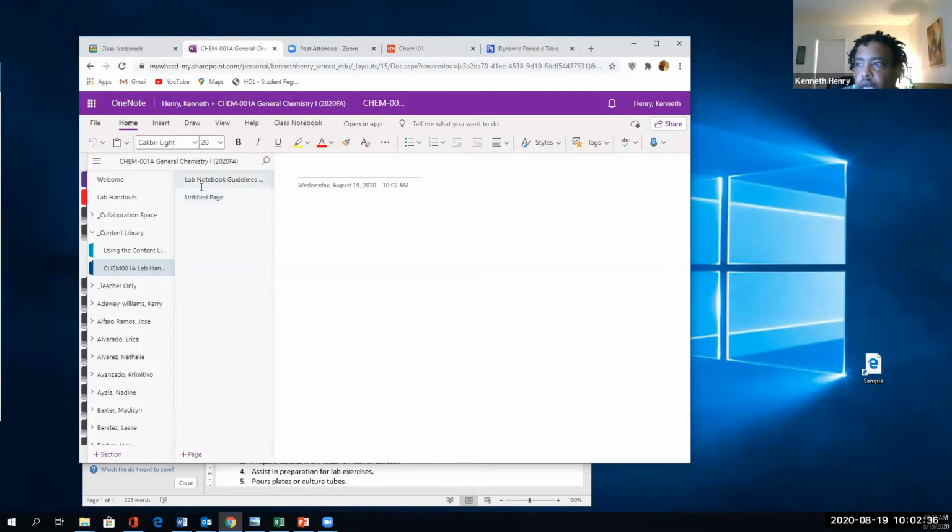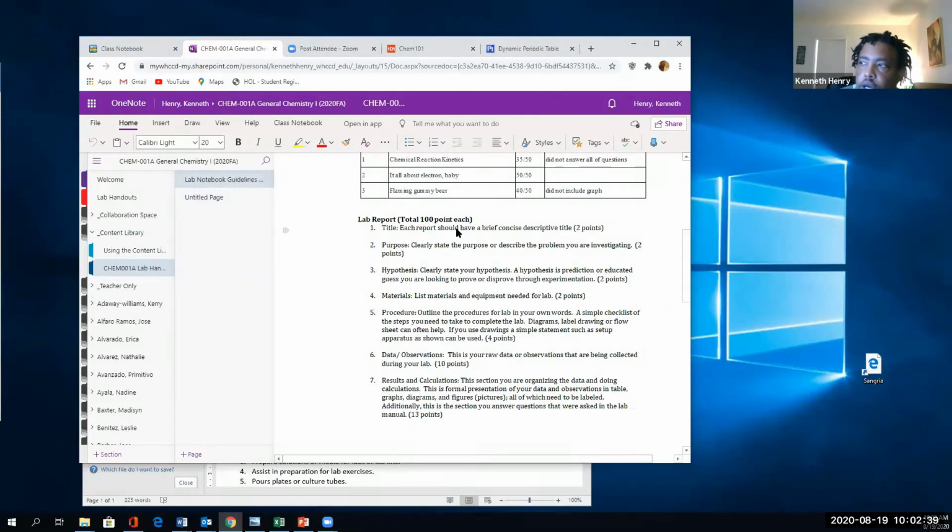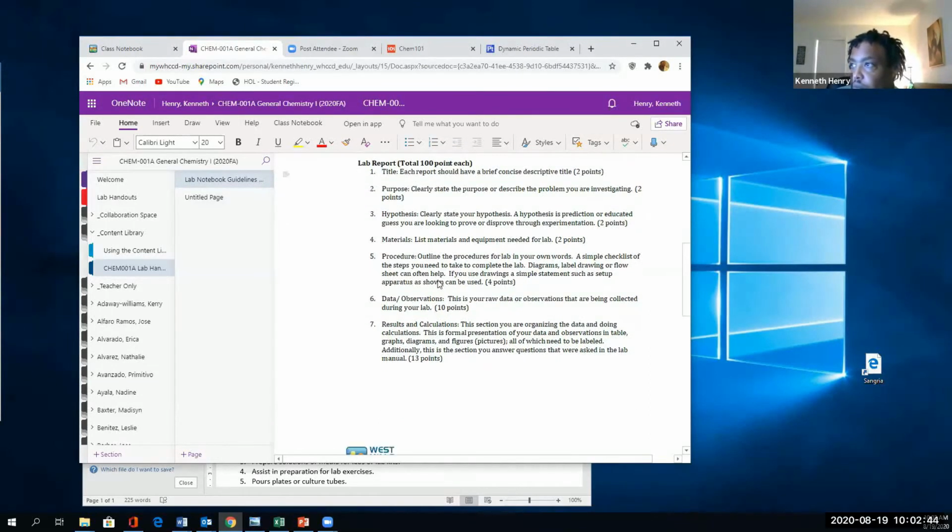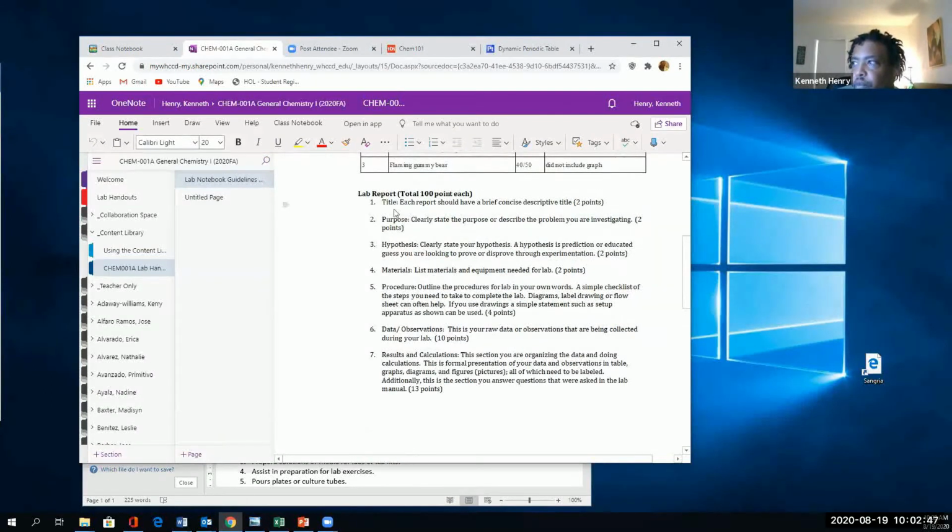Okay? And this is the guidelines for the lab report. You'll notice it's worth 100 points total. It's broken up. You'll get 2 points for your title, your purpose, your hypothesis, your materials, your procedures, your data and observations. Data is raw data, what you're writing down, stuff that you're collecting. And observations are just that, things that you observe. Oh, it turned pink, it turned green. Your data and observations don't have to be pretty. They just have to be there, present.